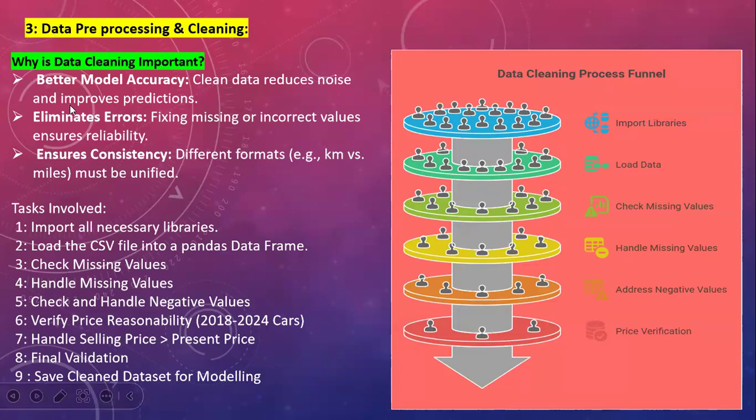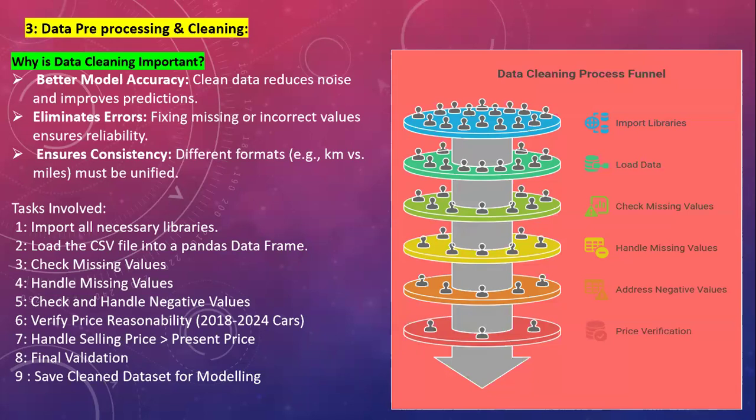Here are the tasks involved in the data pre-processing step. First, we import all the necessary libraries for the ML model. After that, we load the collected data: we are loading the CSV file into a pandas data frame. Third, we check whether any missing values are available in the data set, and handle them once they are identified. It will also check for and handle negative values in the data set.